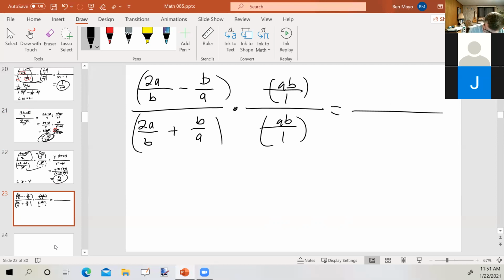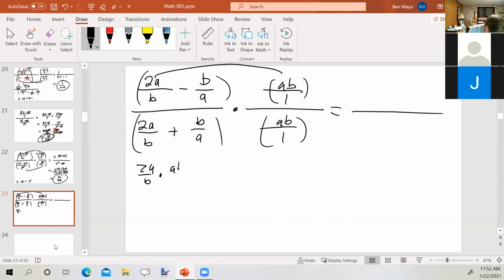So 2a over b times ab over 1. The b's reduce out, and I've got 2a squared minus b over a times ab over 1. The a's reduce out, I've got minus b squared.